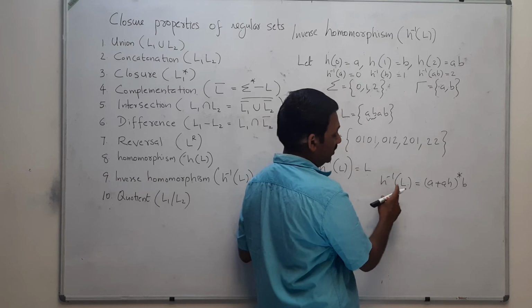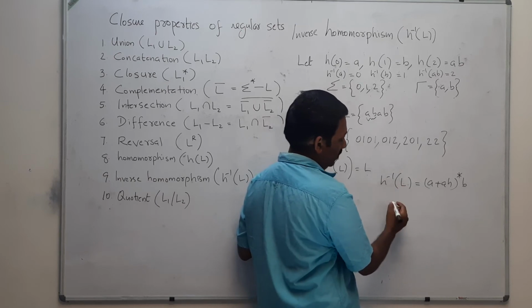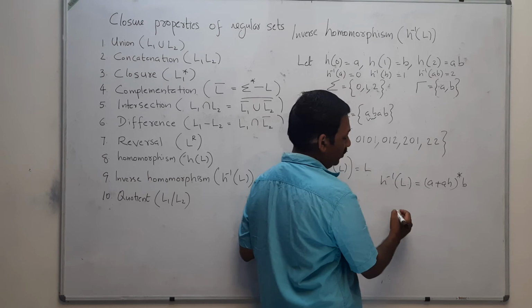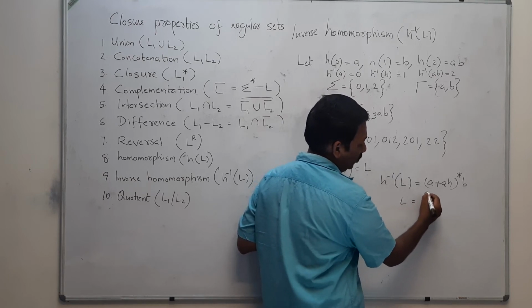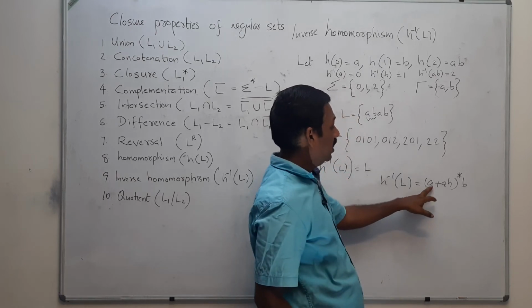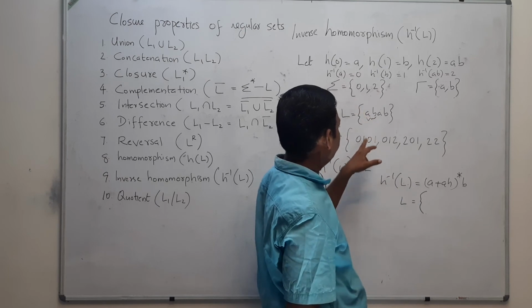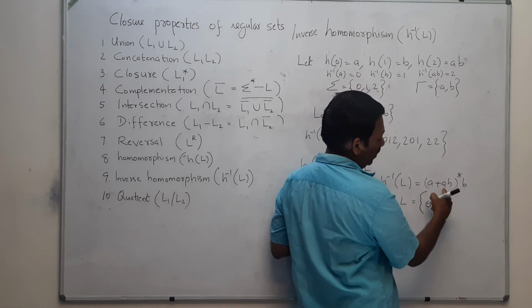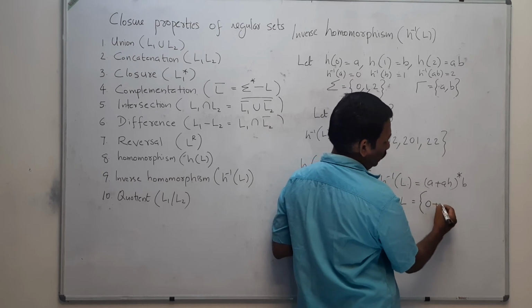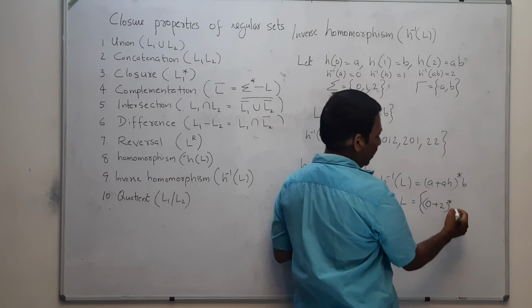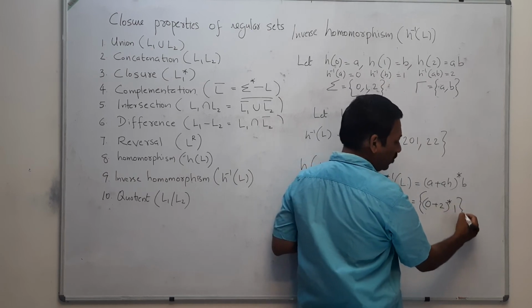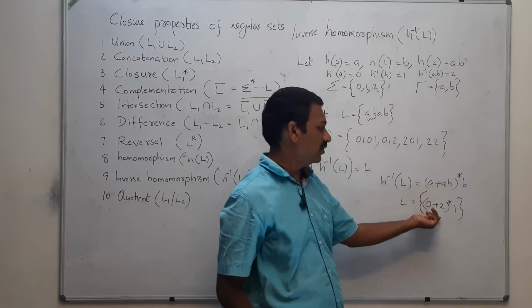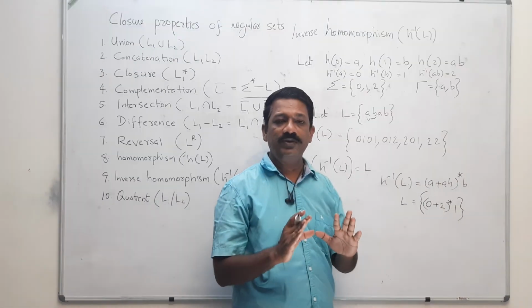Suppose that h inverse of L is this. Then what will be the original L? L is equal to: A is substituted for 1 or 0, and AB is substituted for 2. That means (0 or 2)*, and what is B? 1. This is one of the possibilities. When you are reversing this, that is one of the possibilities.